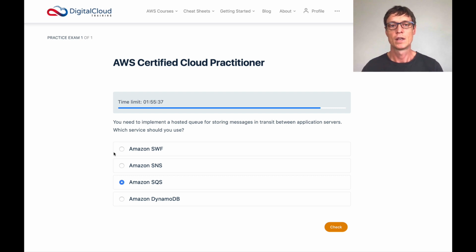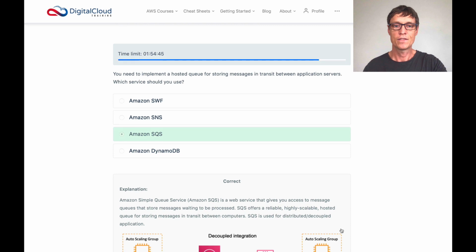Now let's look at the others. The top one is the Simple Workflow Service. Well, this is like a workflow orchestration service, so it's not actually a message bus or a hosted queue. We've then got the Simple Notification Service. Well, SNS can be used for decoupling applications, but it uses topics and notifications, not messages and queues. So the wording's not quite right there. The last one is Amazon DynamoDB. Now this is a non-relational database, so it's definitely not somewhere that you're going to host a message queue. So that's the right answer, in my opinion. Let's click on check. And sure enough, that's correct.